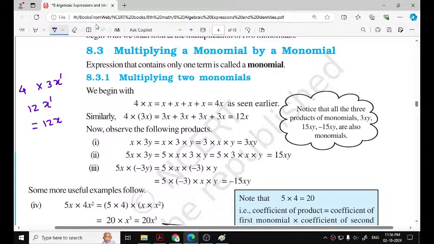x into 3 into y. The variables are different and there is no other constant. So our answer is 3xy.